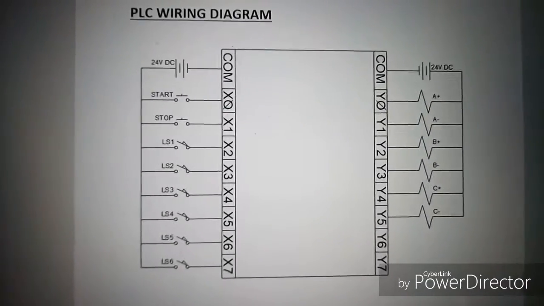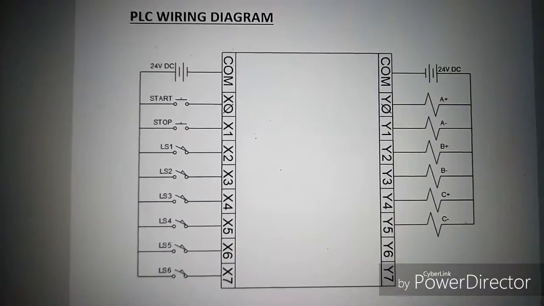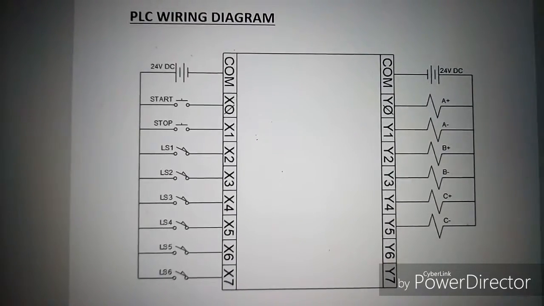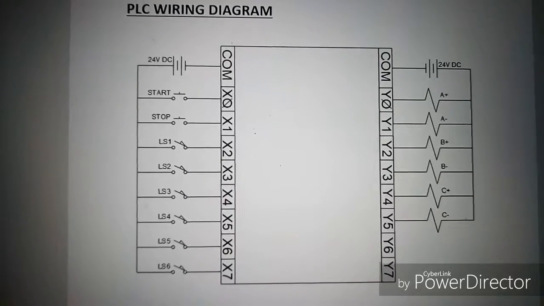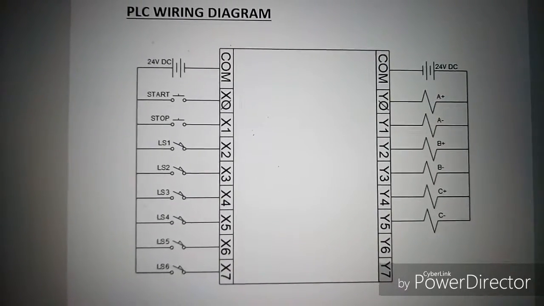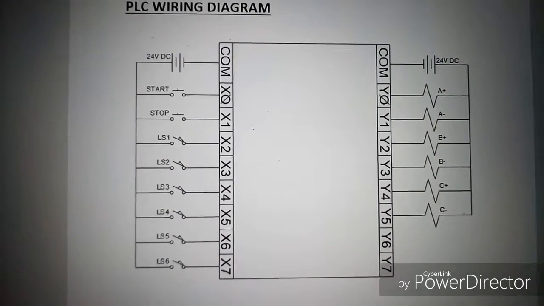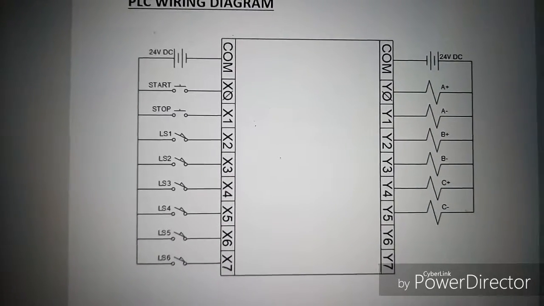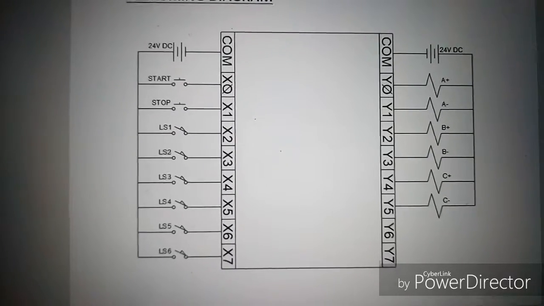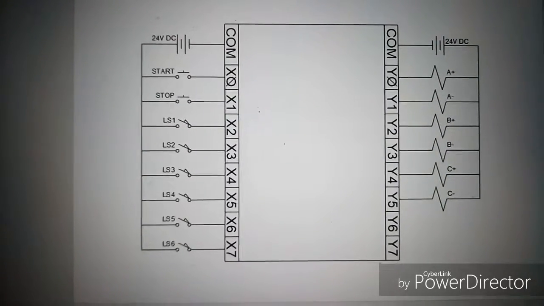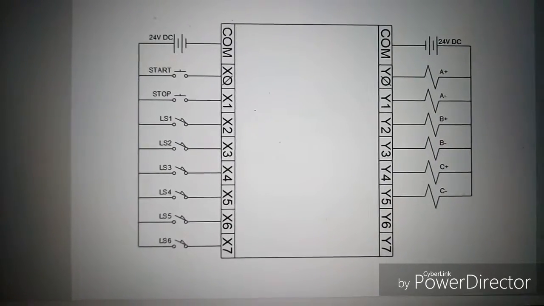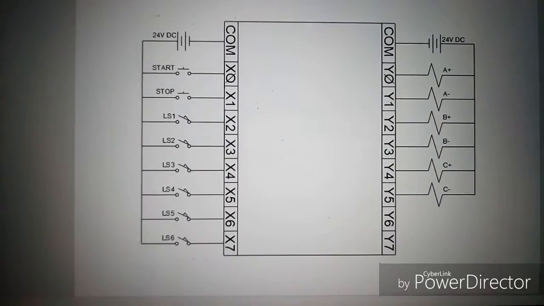Here is my PLC wiring diagram. As shown, all the devices are connected to a 24 volts DC supply, and the negative terminal of the 24 volts DC supply is connected to the COMs of the inputs and outputs, and the positive is received by each device in the inputs and outputs.